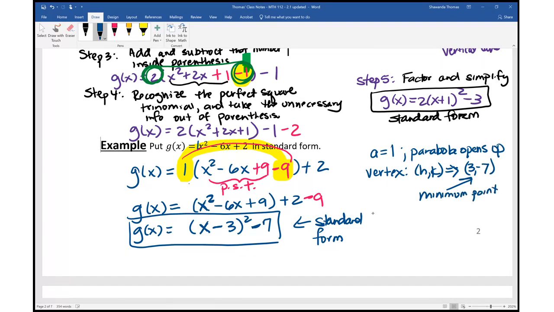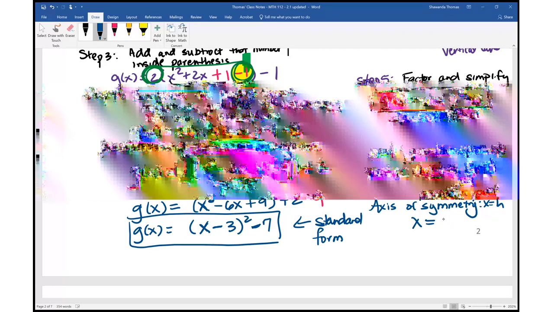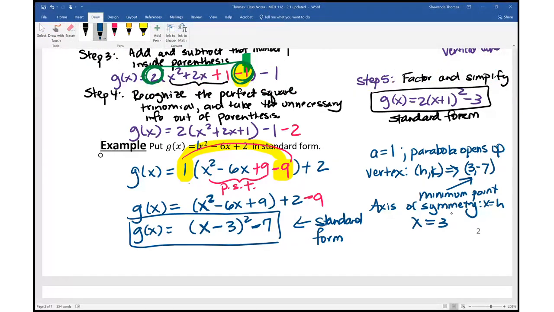Our axis of symmetry, the formula is x equals h. So our axis of symmetry is x equals 3. Again, do not just say 3. Always say x equals 3 just to get in the hang of putting x equals in the front.